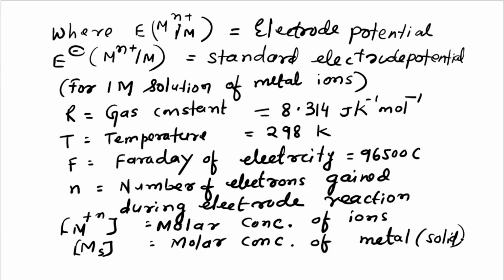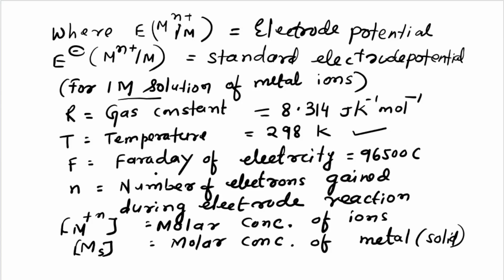Here E of M n plus by M is the electrode potential, and E0 is the standard electrode potential, when the solution is 1 M. R is the gas constant, and one should remember this value: 8.314 joules per Kelvin per mole. And temperature is 298 Kelvin, and F equal to, what is F?